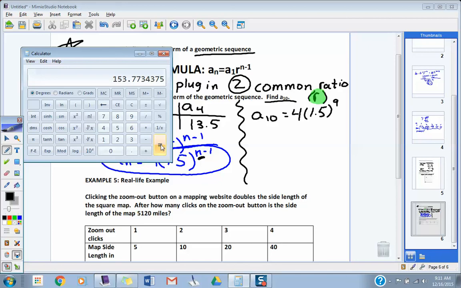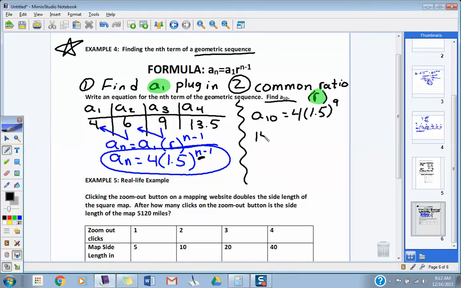All right. So when I evaluate this, remember this phone number for me. Area code 153-773-4375. Digits are up here, buddy. Can you guys remember that? You think I can remember that? No, I'm going to try and remember. Was it 153.7734375? I don't remember.